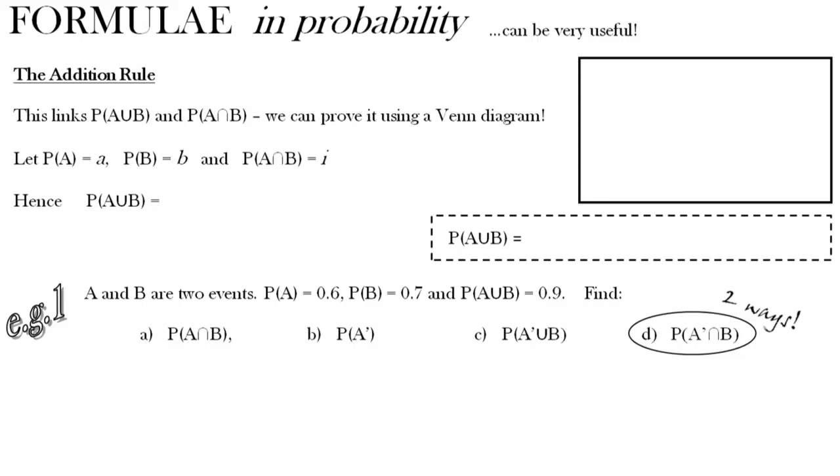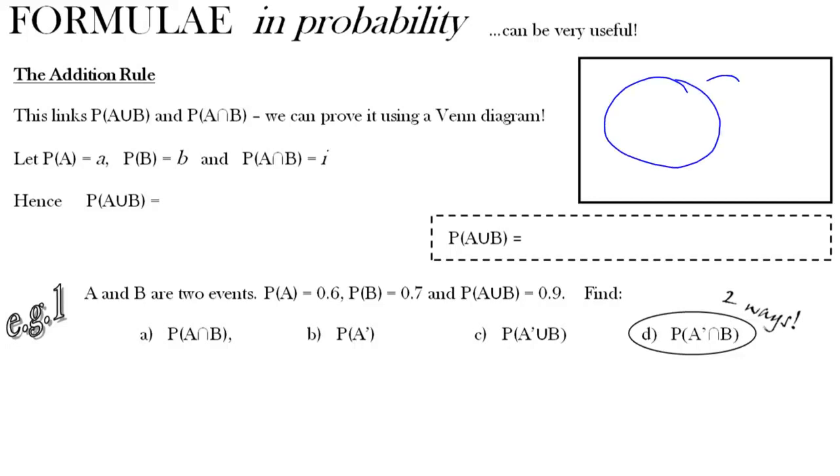Hello again and welcome to lesson 2 on probability. This one is focusing on formulae, and there are two key ones that we need to know for S1: the addition rule, which we'll do first, and the multiplication rule, which applies to conditional probability.